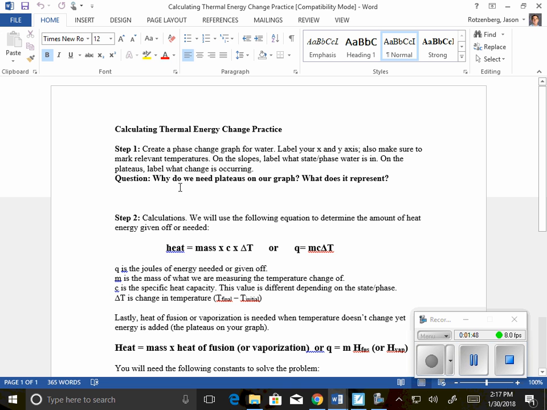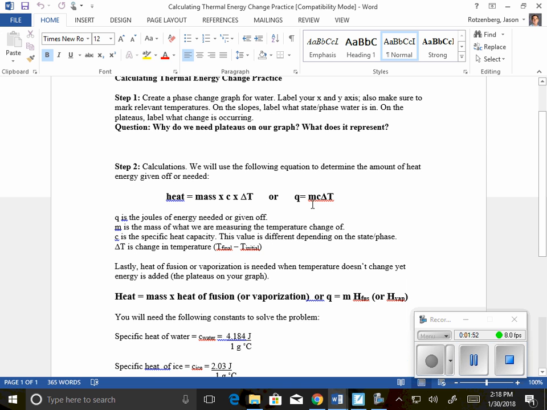Step number two, starting to do calculation. The main equation that you'll be using is Q equals mc delta T. That triangle means delta. Delta T is the change in temperature, the final temperature minus the initial. So if we know two different temperatures at which something is, so we're heating something up from 30 degrees to 50 degrees, we could figure out the change in temperature. The C value is referred to as the specific heat capacity.